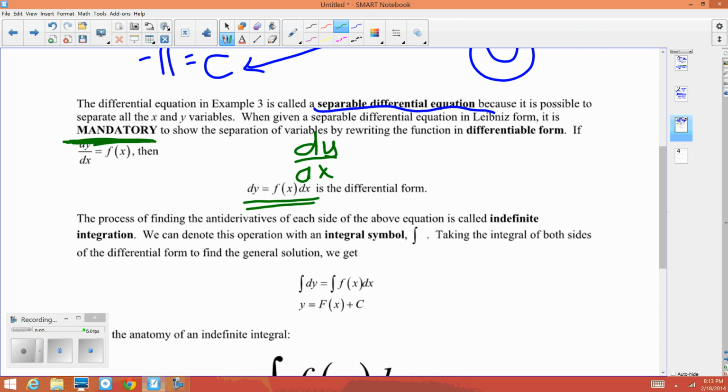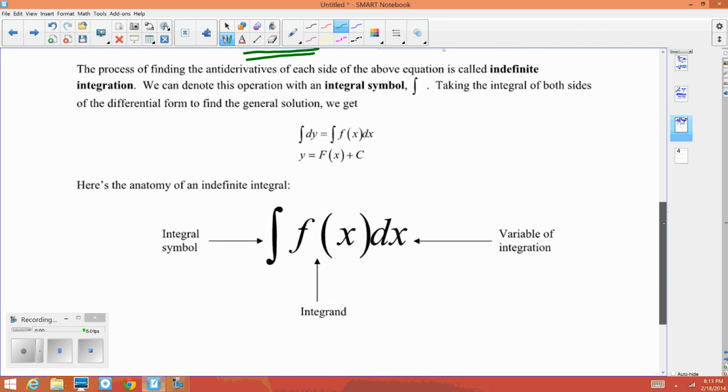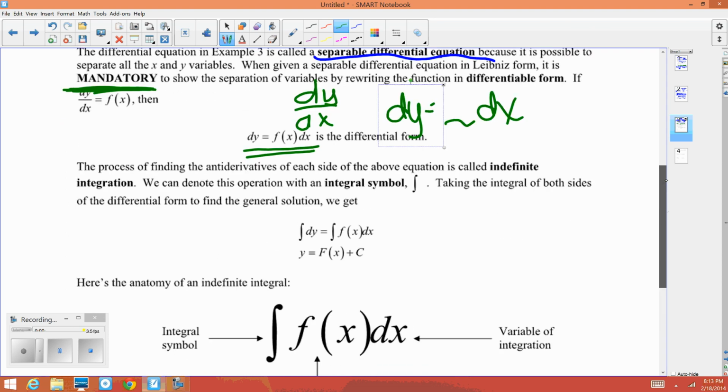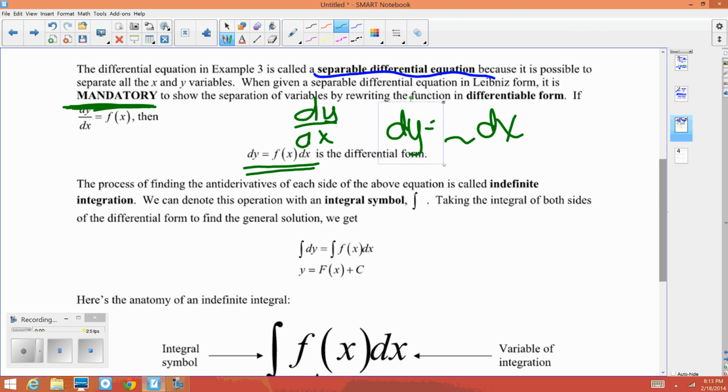And that looks like this. That's where we just throw the dx on the other side. So dy equals whatever the function is, dx. And we'll talk about why that's important in a little while. So what we're going to be doing to go backwards here is kind of explained in the bottom. We have, I'll just write it, dy equals f of x dx.